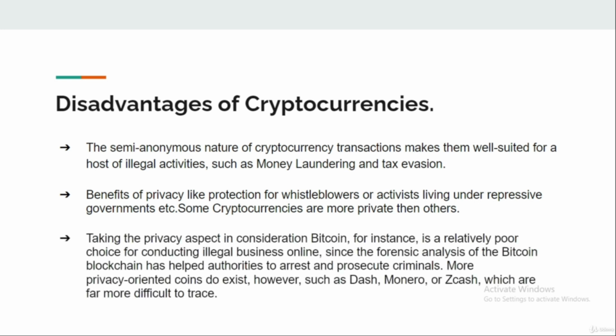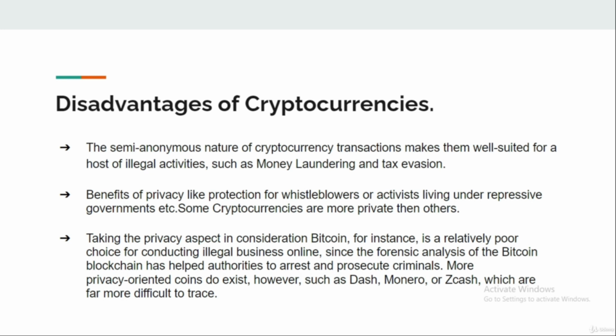Taking the privacy aspect into consideration, Bitcoin, for instance, is a relatively poor choice for conducting illegal business online. As we discussed earlier, the forensic analysis of the Bitcoin blockchain has helped authorities to arrest and prosecute criminals. More privacy-oriented coins do exist, however, such as Ethereum, Dash, Monero, or Zcash, which are far more difficult to trace, but still the majority of illegal transactions are implemented in the form of bitcoins. Those were the advantages and disadvantages of cryptocurrencies.